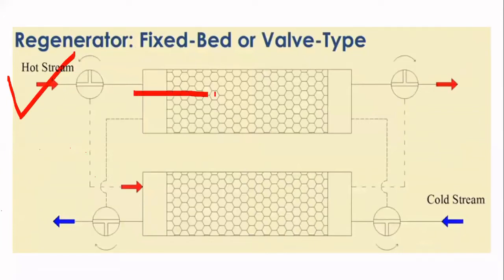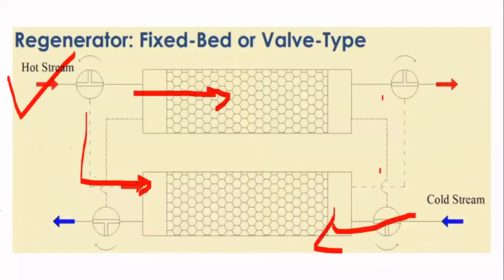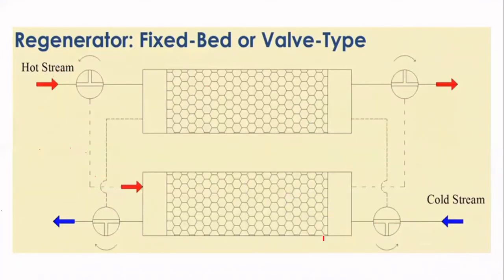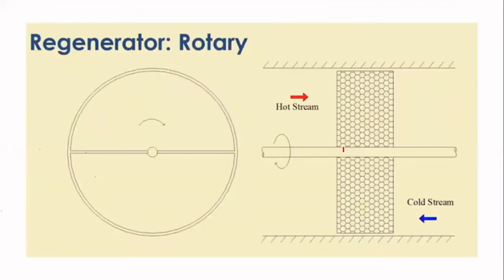First, the hot stream was flowing over this bed. Then the cold stream was flowing over this bed. Then it was flowing over this bed. In the second case, we are not going to change the direction of the stream. The stream direction is going to remain the same. Say that hot stream is passing in this direction and cold stream is flowing in this direction. We can also do it like this, that the hot stream is flowing in this direction and the cold stream is also flowing in the same direction.